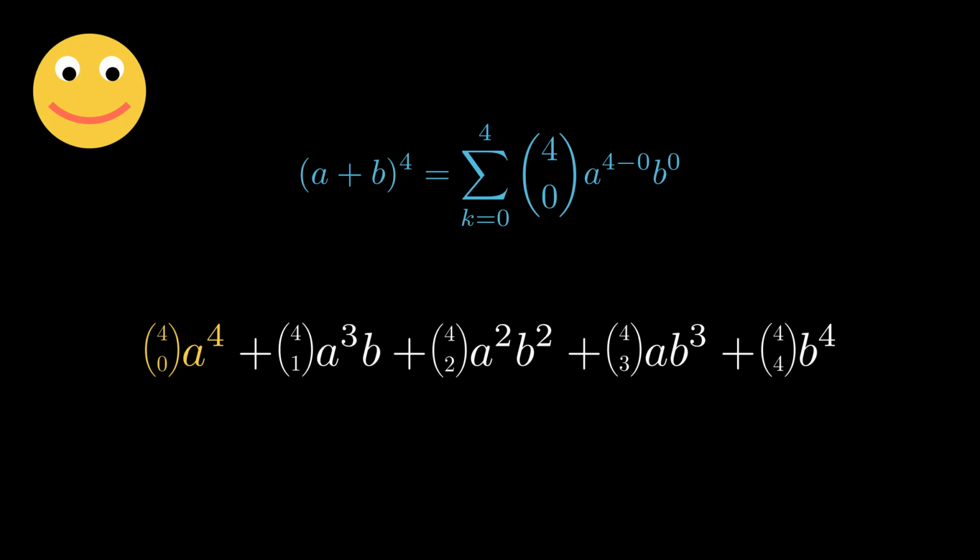Now comes the next term. The coefficient is obtained by selecting one element from 4. A's exponent decreases by 1, while b's exponent increases by 1. We add this to the previous term, and we continue this process up to 4. Using summation notation, this long expression can be written in a simplified form. This way, we don't have to write so much.